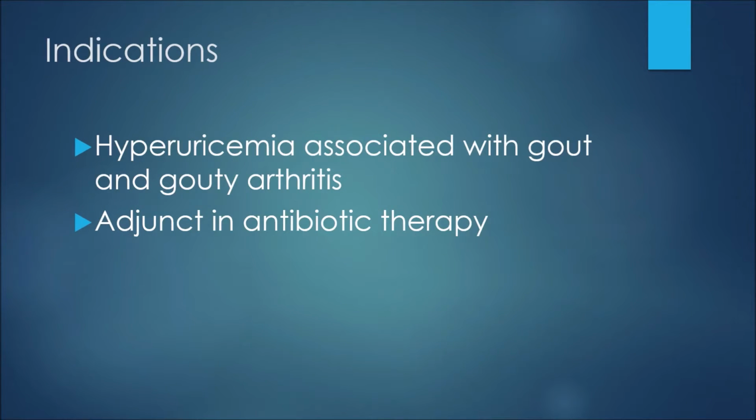In terms of indications or reasons we would prescribe Probenecid to a patient, well, we may see this medication used to treat hyperuricemia associated with gout or gouty arthritis. As well, this medication may be used as an adjunct in antibiotic therapy.